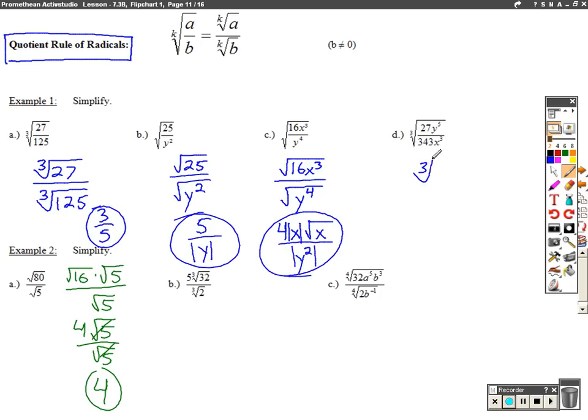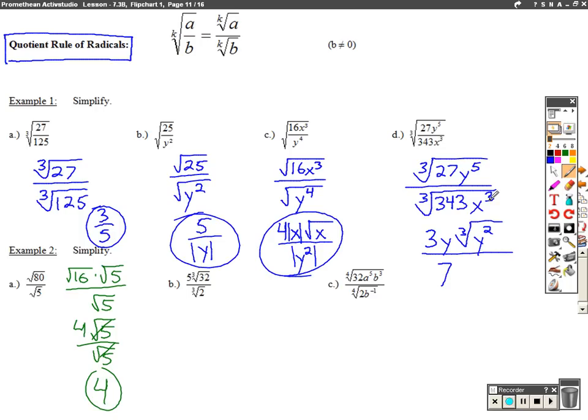Letter D, cube root of the numerator over cube root of the denominator. Remember, we're not going to use absolute value when the index is odd. Cube root of 27 is 3. 3 goes into 5 one time with 2 left over underneath the cube root. Denominator, cube root of 343 is 7. 3 goes into 3 one time. Bring out one of those x's, no absolute value brackets.